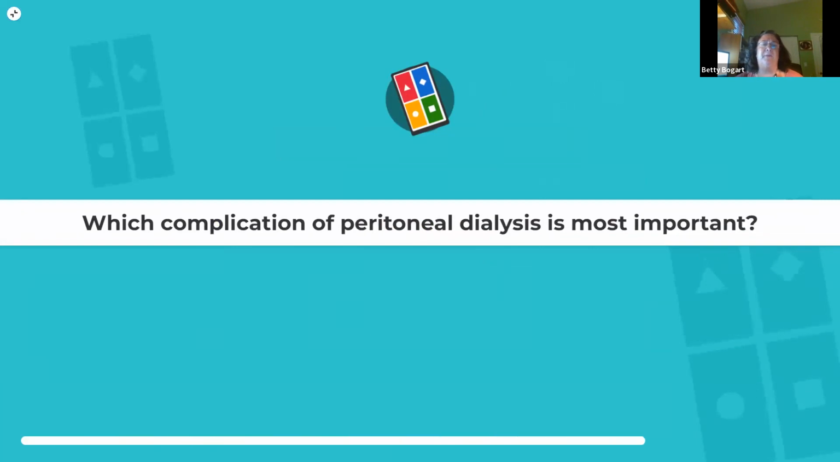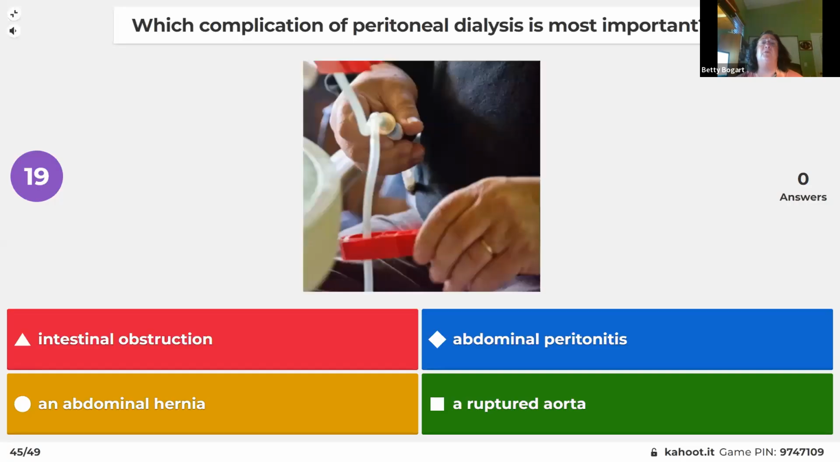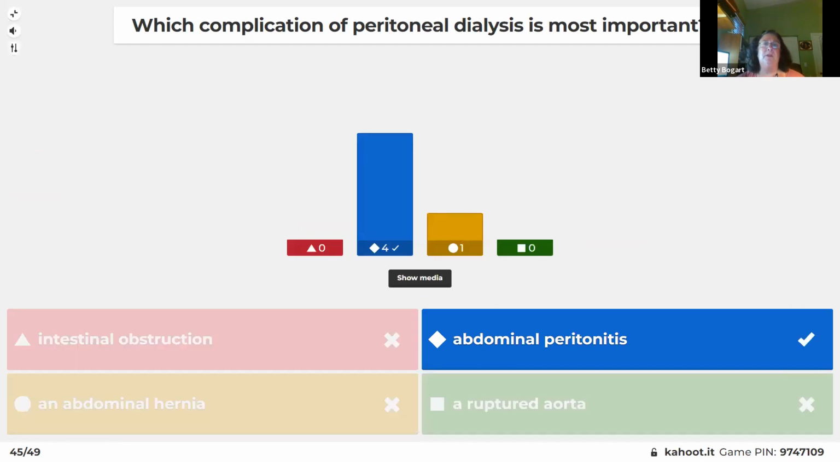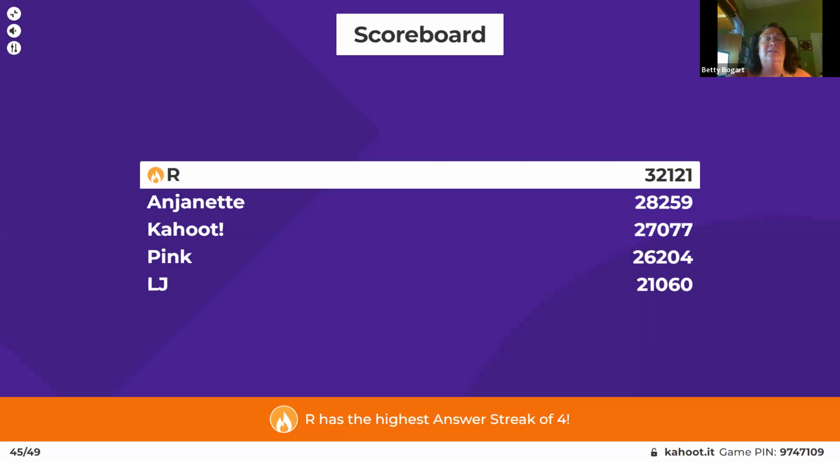Which complication of peritoneal dialysis is most important? So we're concerned about peritonitis. That is our biggest thing because it's working like our kidney. If you don't have the abdomen, what's going to work for the kidney? There's nothing else on these small children to work.